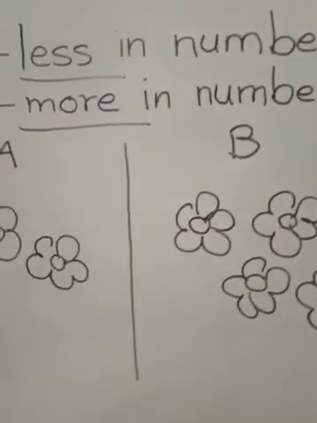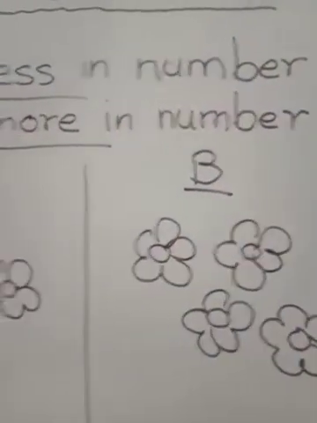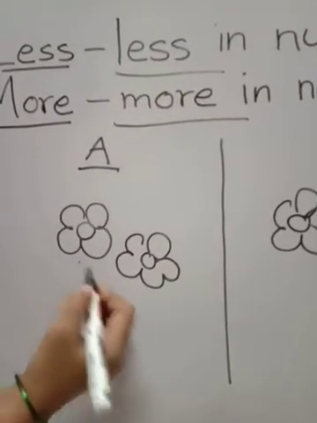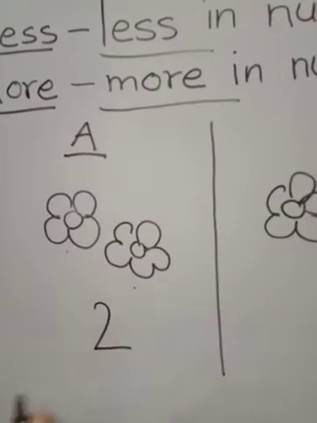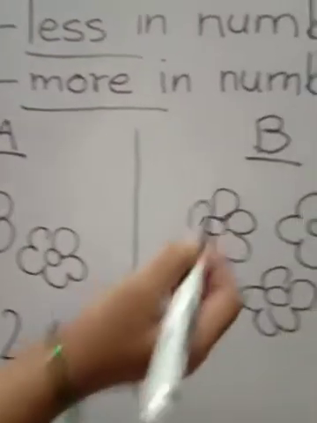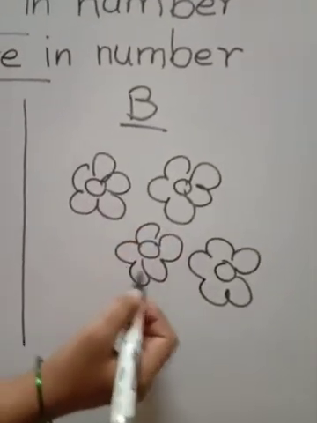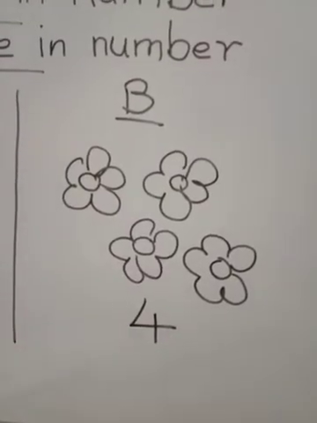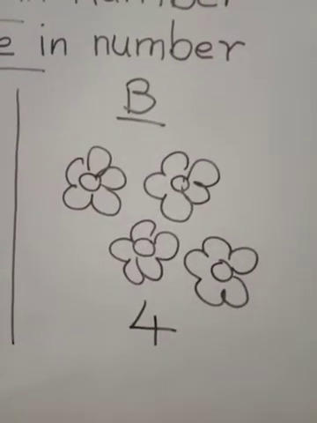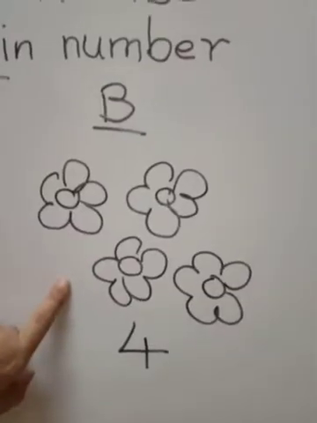Now group A flowers, how many flowers are there? We will count. 1, 2. How many flowers did we get? 2 flowers. Okay. Now group B flowers we will count. 1, 2, 3, 4. Group A flowers 2 and group B flowers 4.